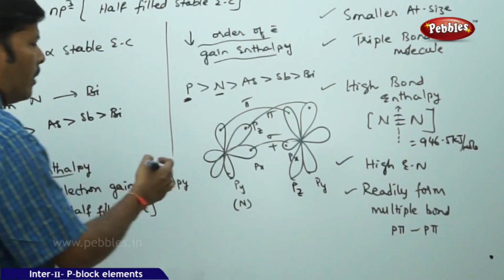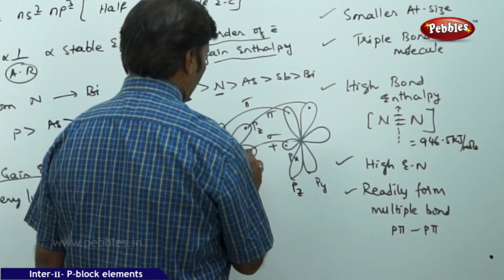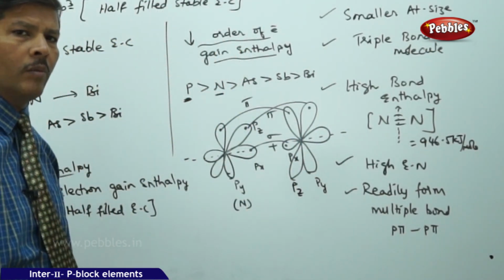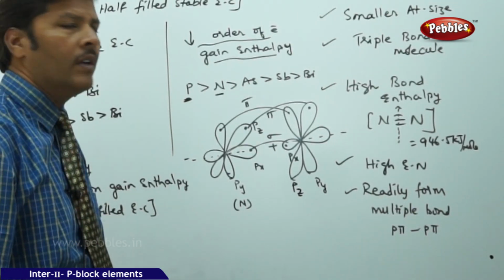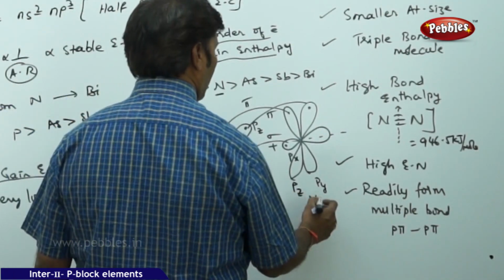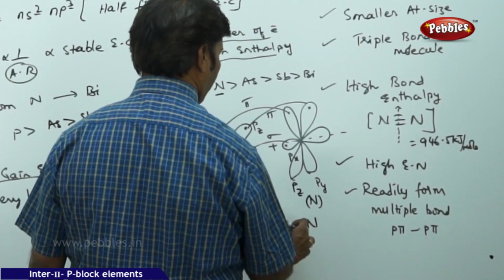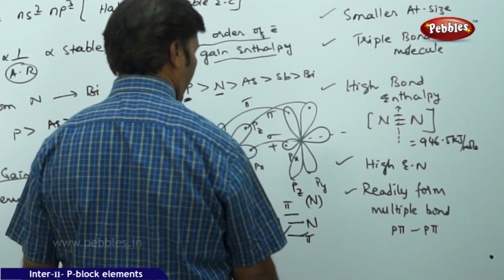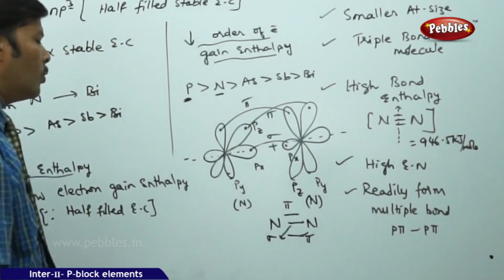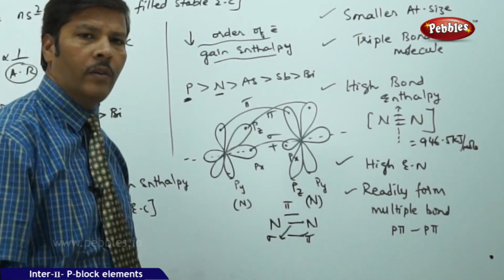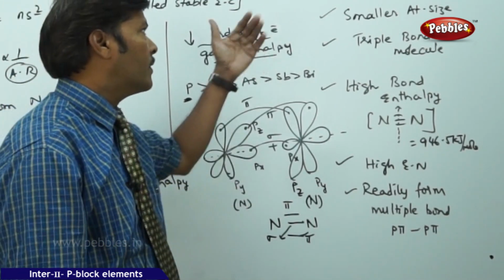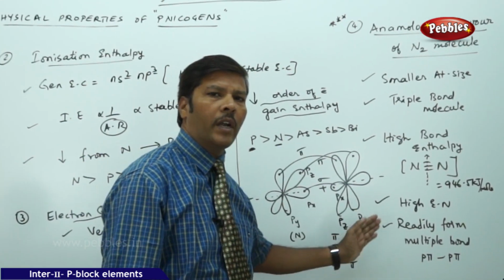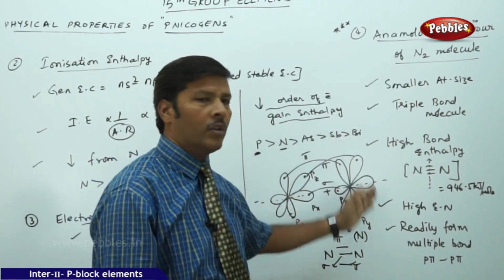The overlapping along the internuclear axis results in the formation of a sigma bond. The rest of the two overlappings, because of the pure p atomic orbitals, are lateral, that is sidewise. That's why between two nitrogen atoms there is a triple bond: the middle one is sigma, and the upper and lower ones are pi bonds. So one sigma bond and two pi bonds contribute to the stability of the nitrogen molecule, and also to its anomalous behavior. These are some interesting points to keep in mind about why nitrogen shows anomalous behavior.